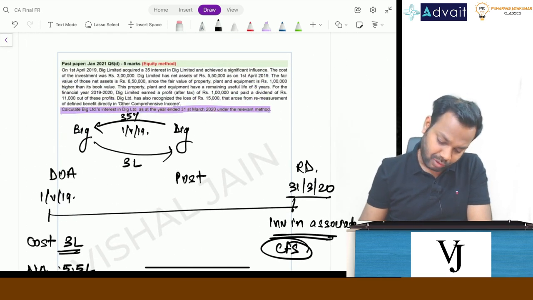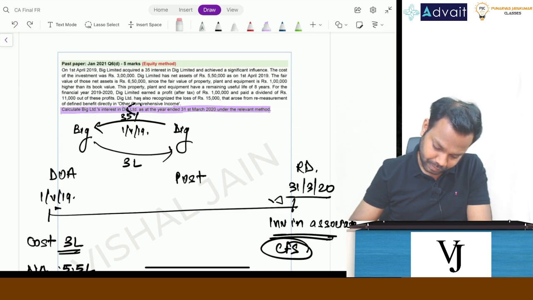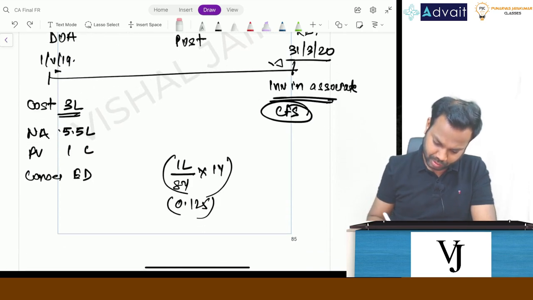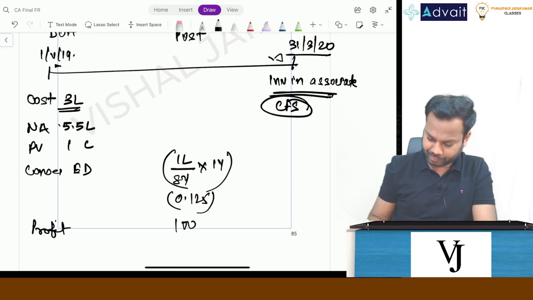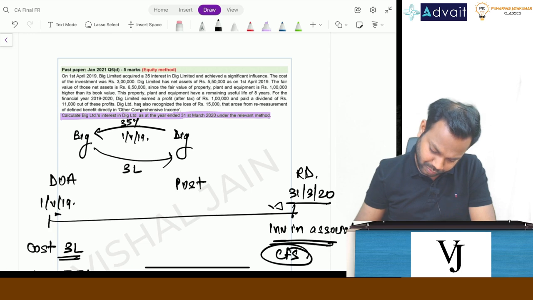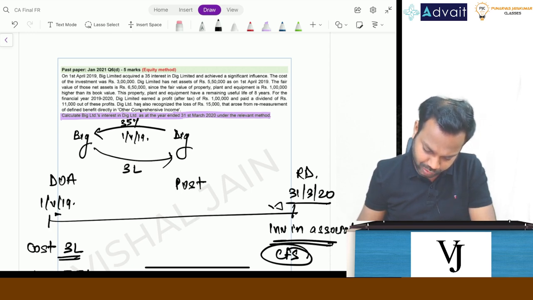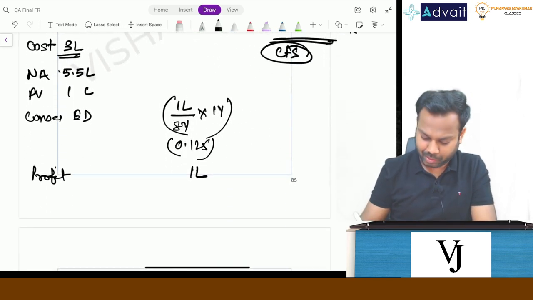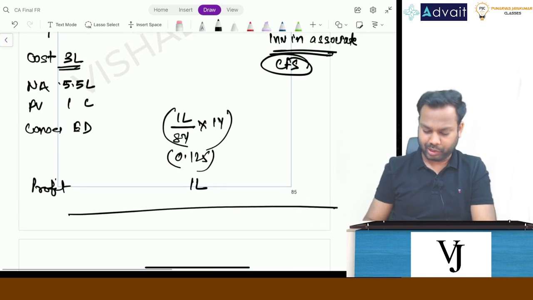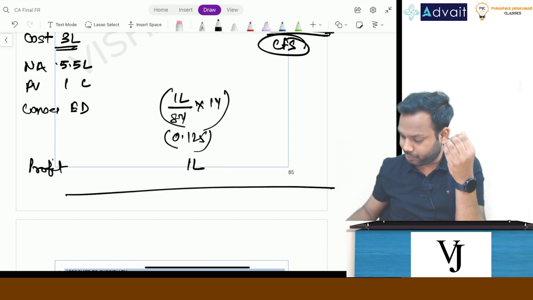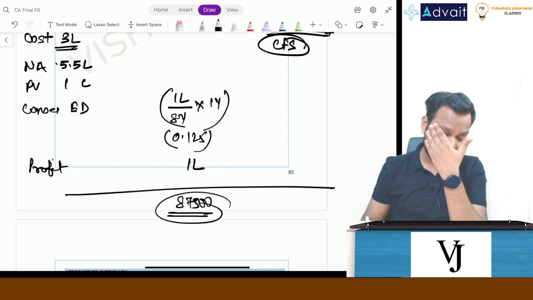Now, further, for the financial year 1920, Dig Limited earned a profit of 1 lakh for this year, and paid a dividend of 11,000 out of this profit. Dig Limited also recognized a loss of 15,000 that arose from the remeasurement of the defined benefit plan directly in other comprehensive income. Now, these two adjustments I'm keeping separate, but now I'm closing it off here. So what is the valuation? Here the post acquisition profit is 1 lakh minus 12,500, which is 87,500, right?